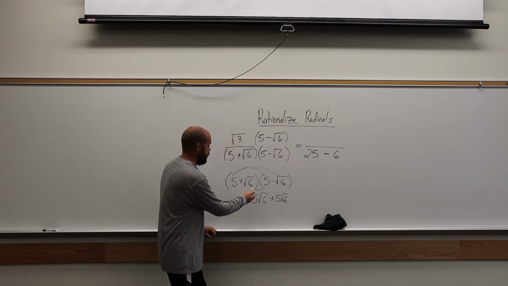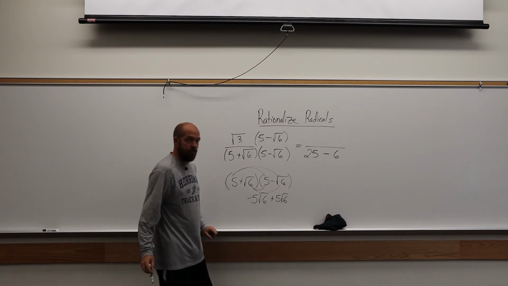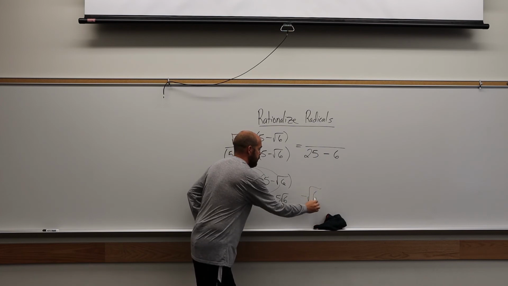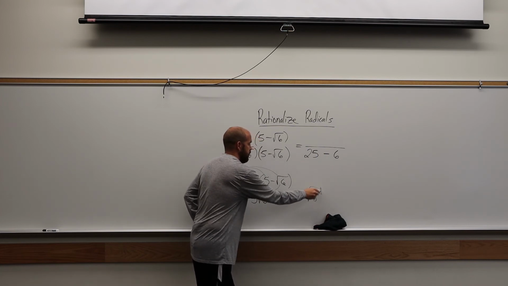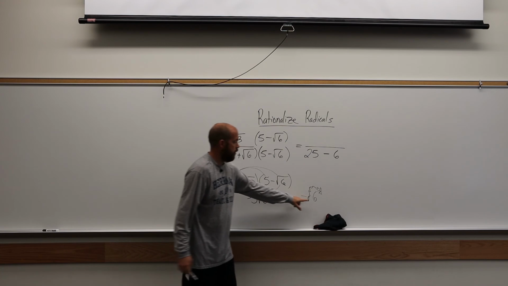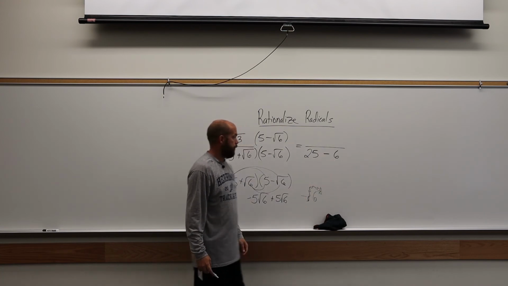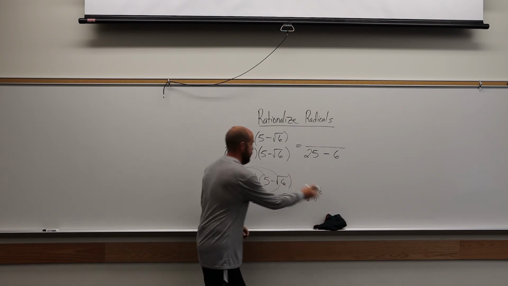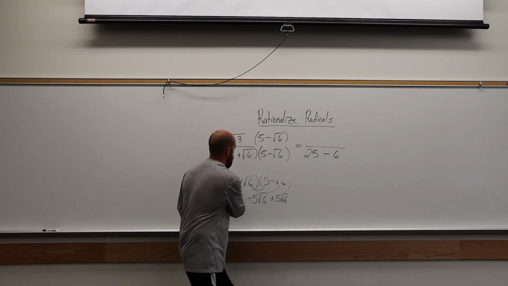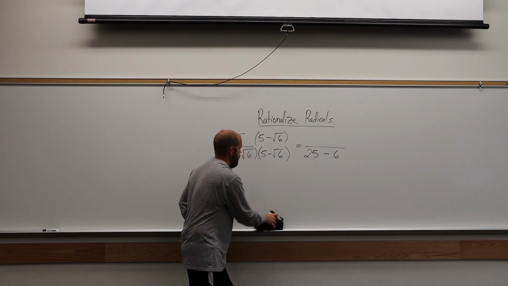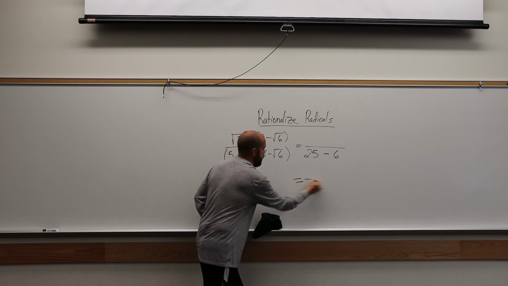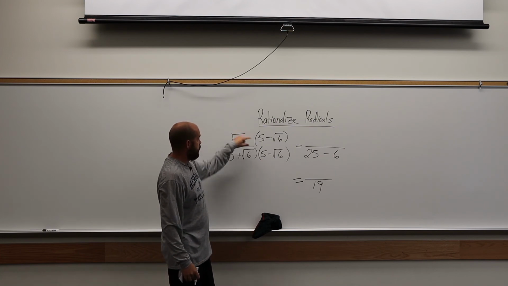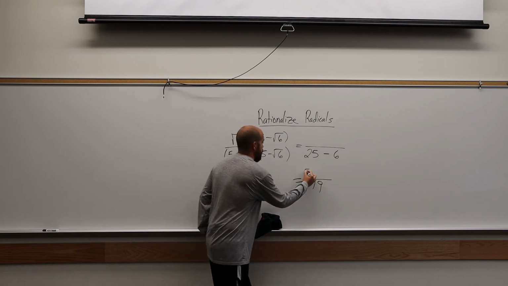And then last but not least, square root of 6 times negative square root of 6 is negative square root of 6 squared. The square cancels the radical, and so I'm just left with the minus 6. Okay, now I just subtract those, and I would get 19. So the bottom of the fraction would be a 19. The top, I need to multiply this in. See if I can reduce this at all.